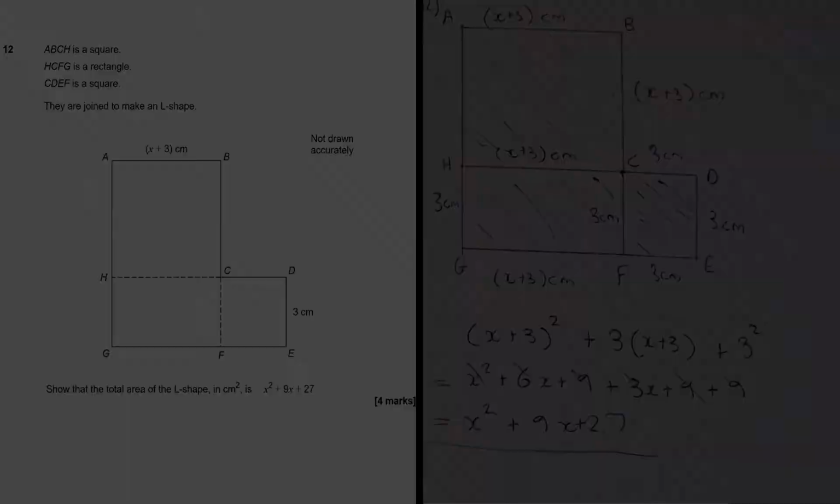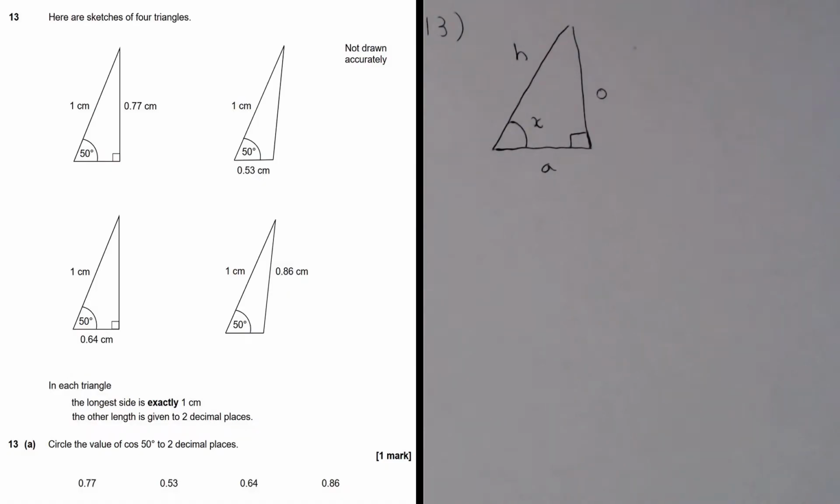In question 13 we are given sketches of 4 triangles. We are told that in each triangle the longest side is exactly 1 centimetre, and the other length is given to 2 decimal places. The question asks us to circle the value of cos 50 to 2 decimal places.